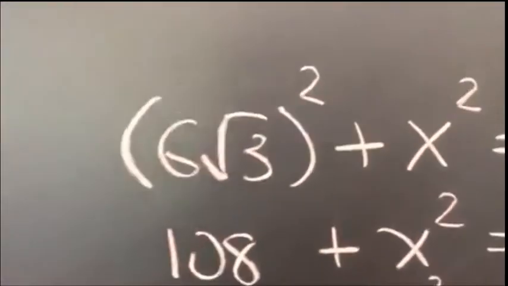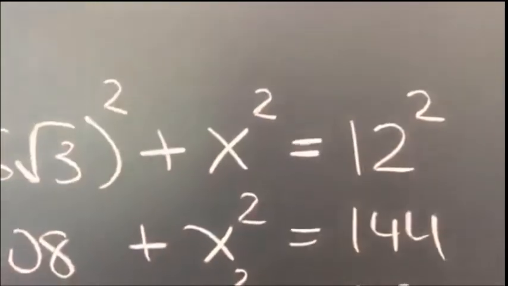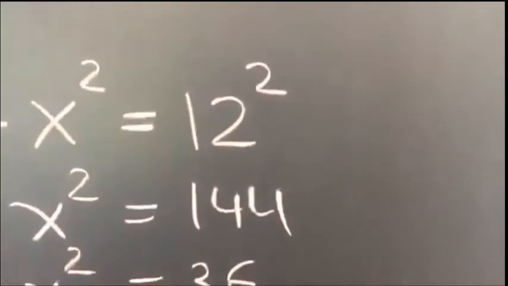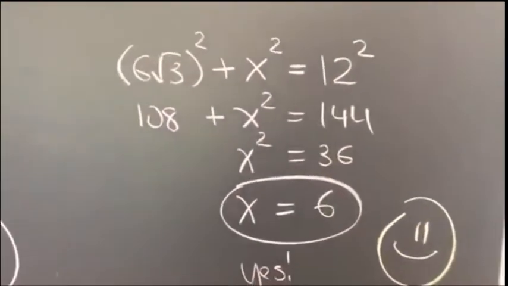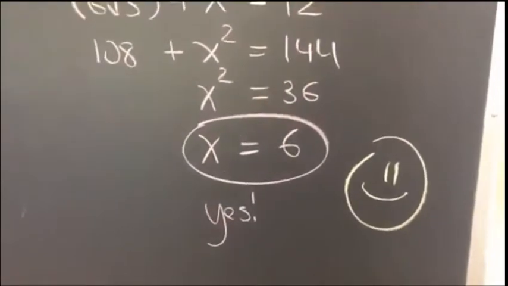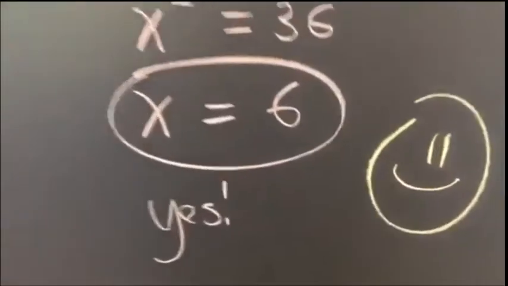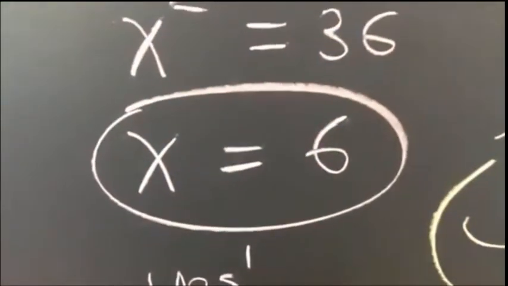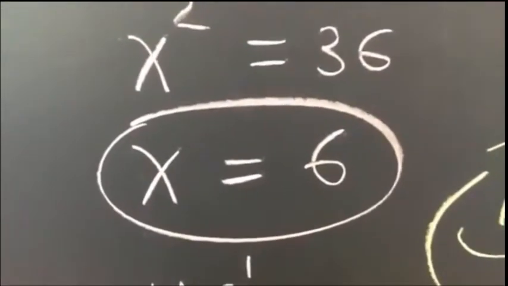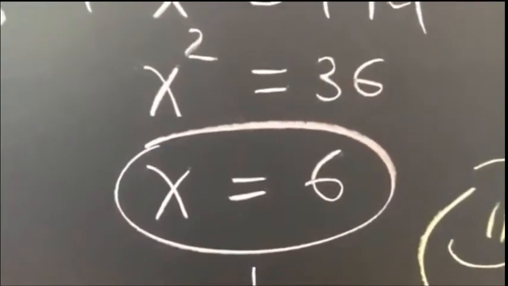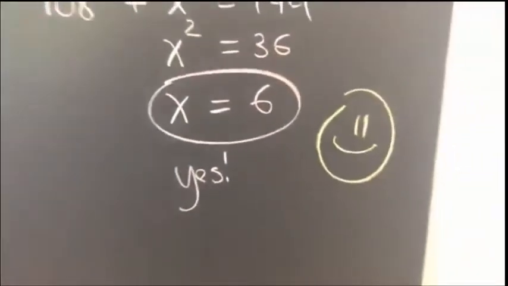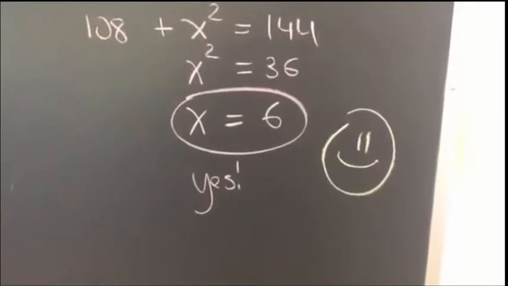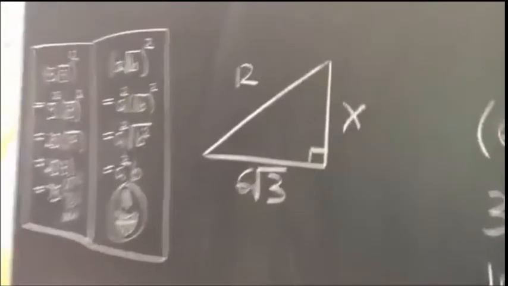And so 6 square roots of 3 squared is 108. x squared is x squared. And 12 squared is 144. Now I subtract 108 from both sides, and I get x squared is 36. So x is technically plus and minus 6, but again, this represents the side of a triangle, and a negative length just doesn't make any sense, so we just allow it to be 6, and that is a valid solution. So the missing side here is 6.